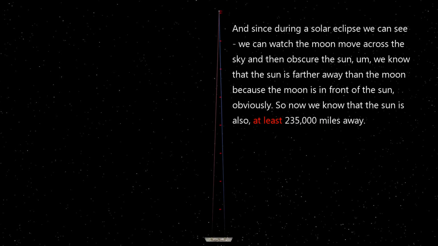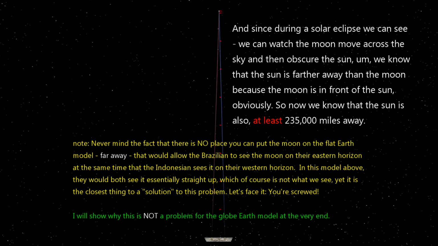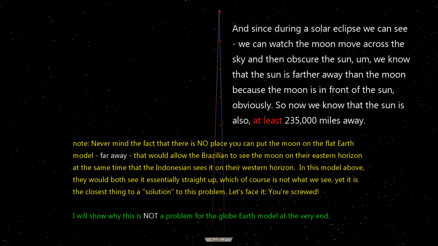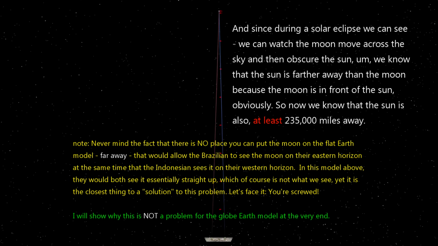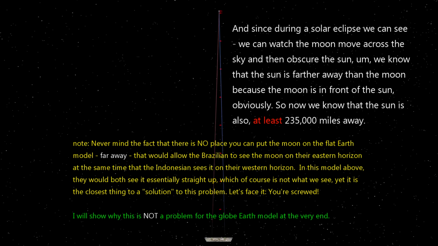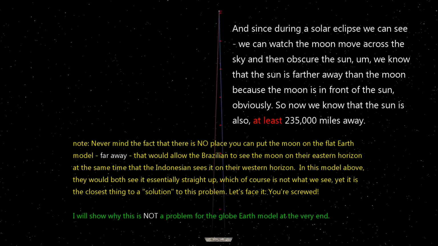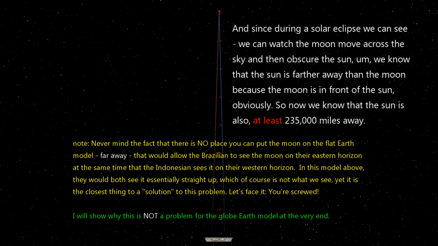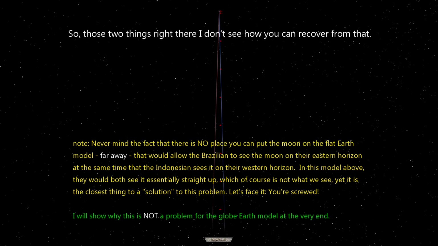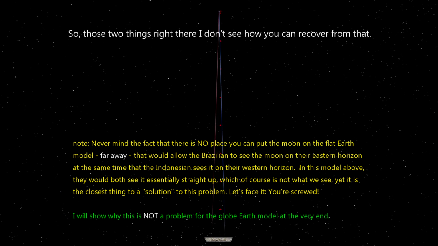And since during a solar eclipse we can watch the moon move across the sky and then obscure the sun, we know that the sun is farther away than the moon, because the moon is in front of the sun, obviously. So now we know that the sun is also at least 235,000 miles away. So those two things right there, I don't see how you can recover from that.